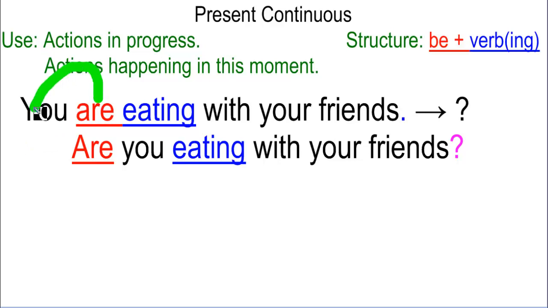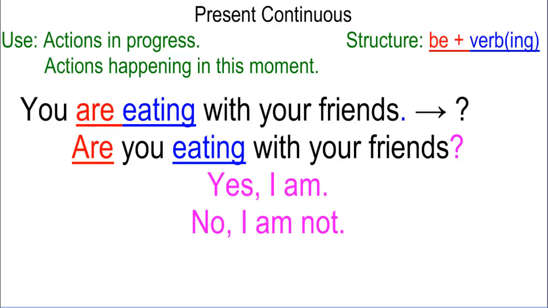Okay, are you eating with your friends? And obviously the answers could be affirmative or negative. You can say, yes, I am, or no, I am not. You can use the contractions whenever you consider them necessary.